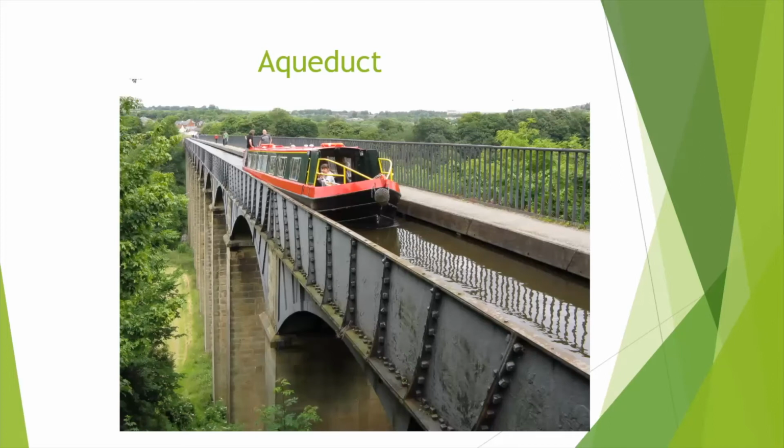So this is an example of an aqueduct. It's got water and there's a barge going over there. And we will look at arch bridges, but you can see that that bridge actually has some arches there. And yeah, so that is an example of an aqueduct.